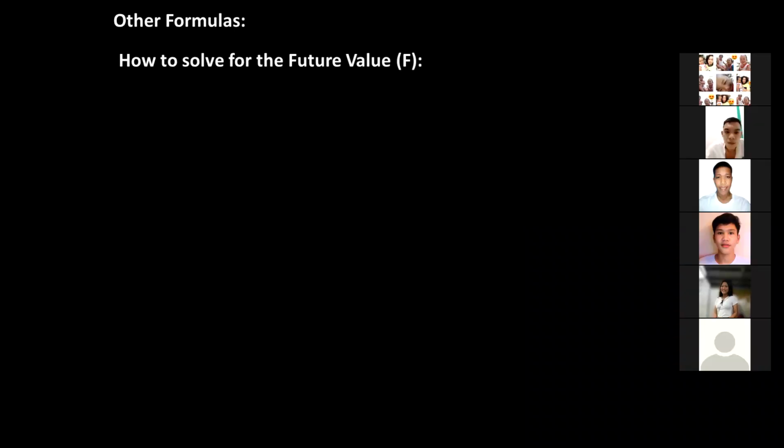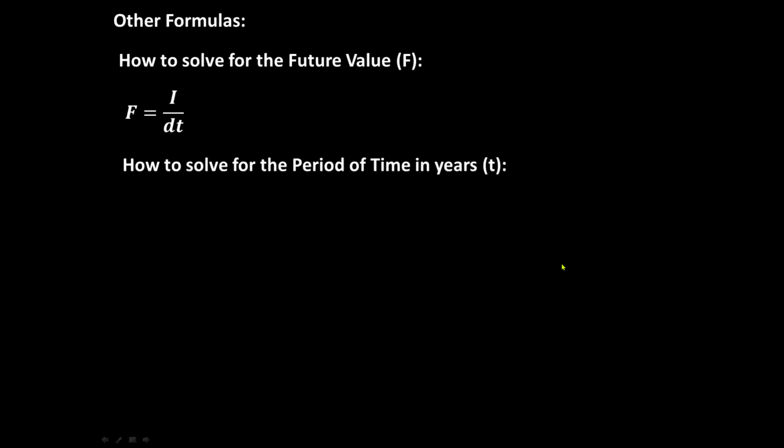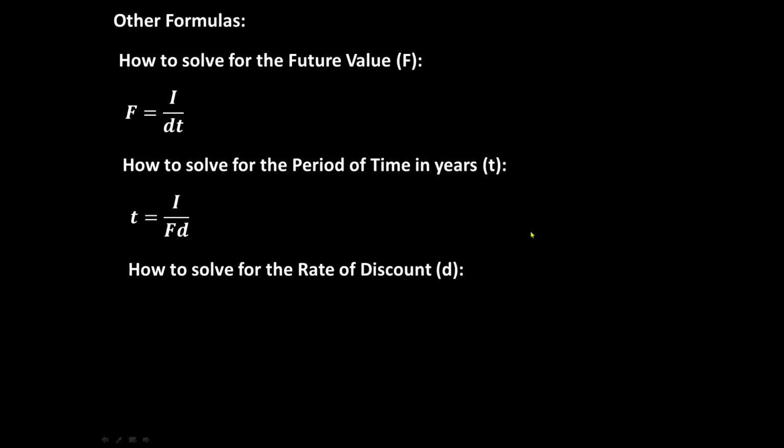Okay, may I see all of you first before I proceed? How to solve for the future value? And this is the formula. F is equals to I over DT. How to solve for the time in years? Yung pinakita kong triangle kanina, I over FD. And the rate of discount, I over FT times 100%.